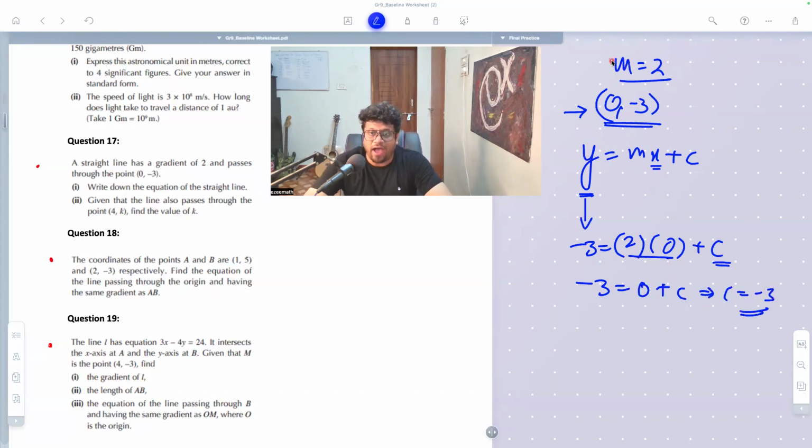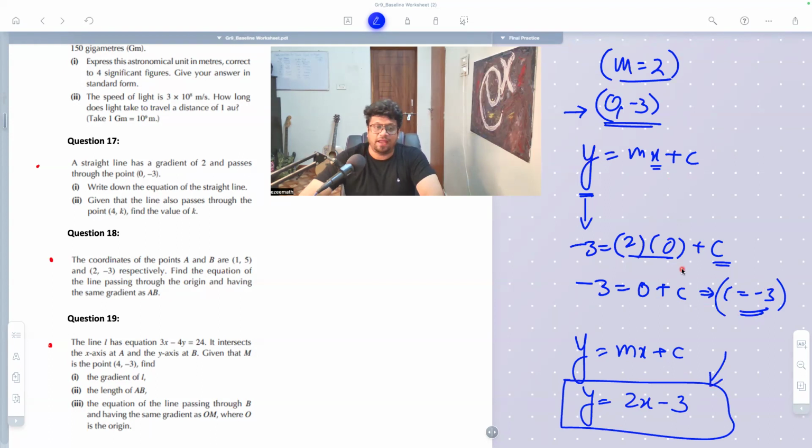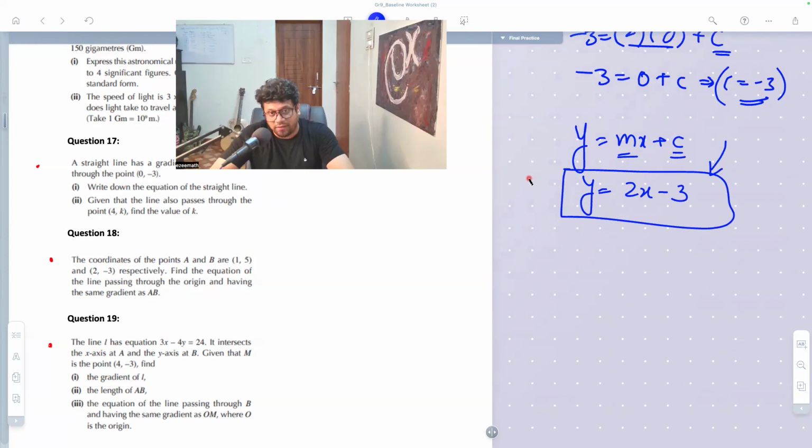Now for the line, you have the m value and you have the c value. y equals mx plus c. Simply substitute the values that you have, and there it is, your equation of the straight line. Done. Pick up the m value, find out the c value, substitute them back into the general form. You get yourself the equation of the line. That is it for part 1. Let's look at part 2.